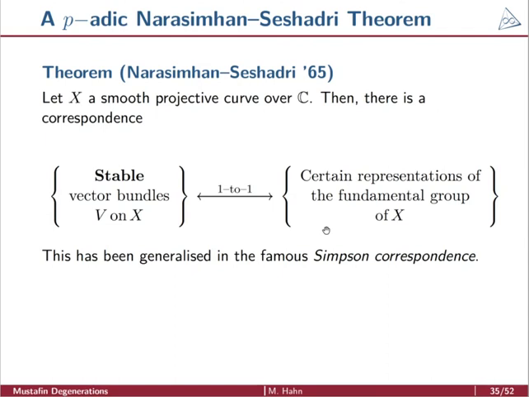Then there is a correspondence between the stable vector bundles on this curve and certain representations of the fundamental group of X. We actually know what these representations are; it's just a technical condition that I didn't want to write down. What this theorem tells us is that on one hand, we have this algebraic geometric world of stable vector bundles. On the other hand, we have this group theoretic world of representations of the fundamental group. And this theorem tells us that these worlds are in some sense the same world. This is, of course, a very, very strong theorem. It's since been generalized in the famous Simpson correspondence. This has been extended to all representations in some sense. And then on the algebraic geometric side, we have the Higgs bundles.